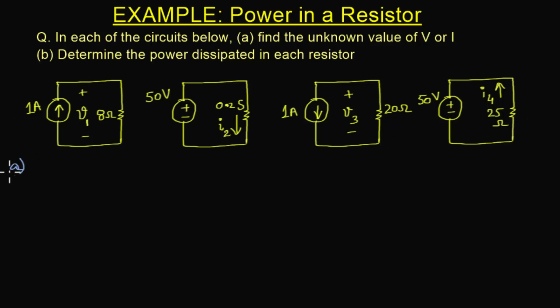Of course, here we are going to heavily use Ohm's law. So let me write it down here. V equals IR, and let's also write its other forms. I equals V over R and R equals V over I.